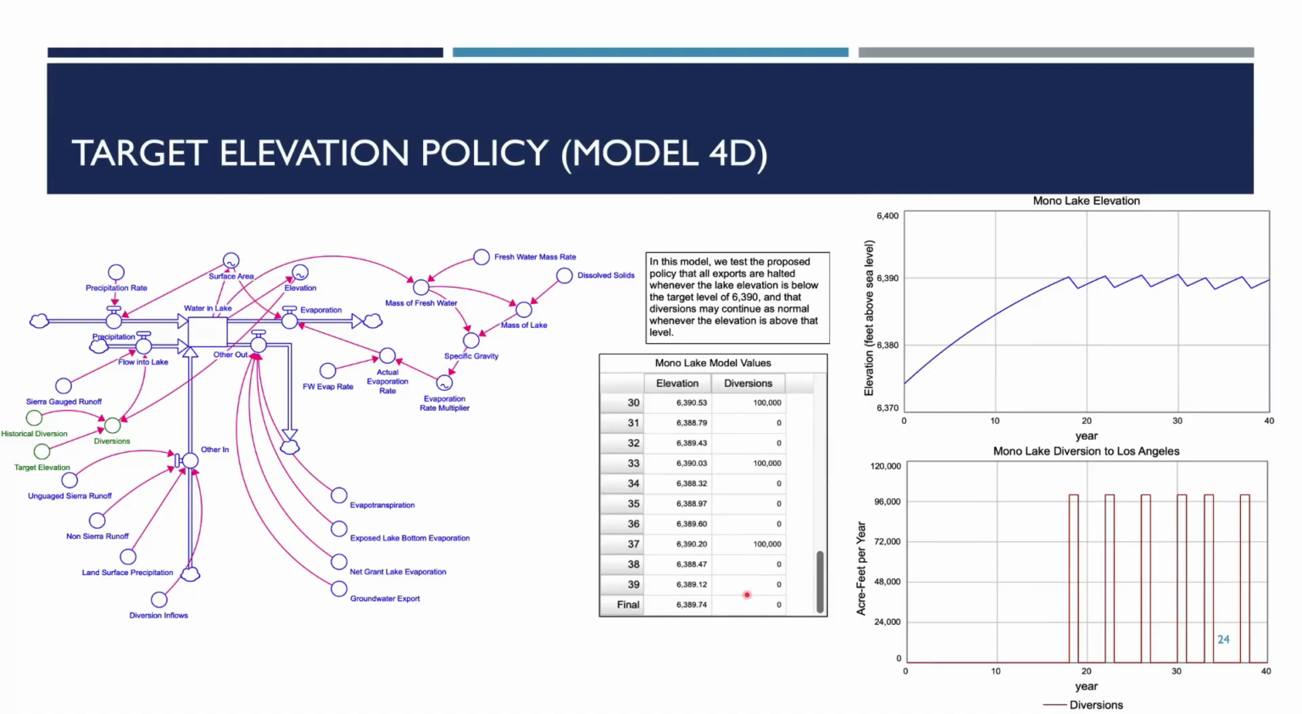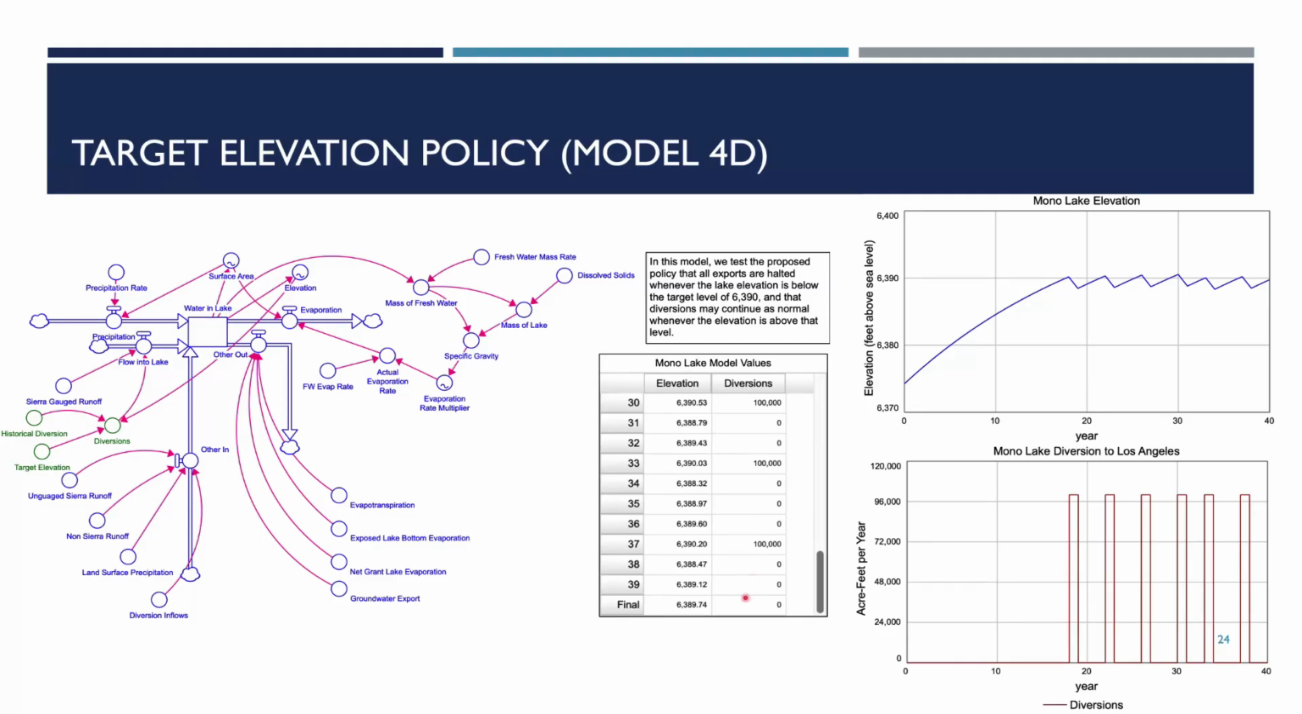And so we look at another policy that was suggested at that time, and this is called an adaptive diversions policy. And so it sets a buffer zone. The idea of the buffer zone, I'm going to flip forward first and then come back. The idea of the buffer zone is that below 6380, there are no diversions. At 6382, you take 20,000 acre feet.